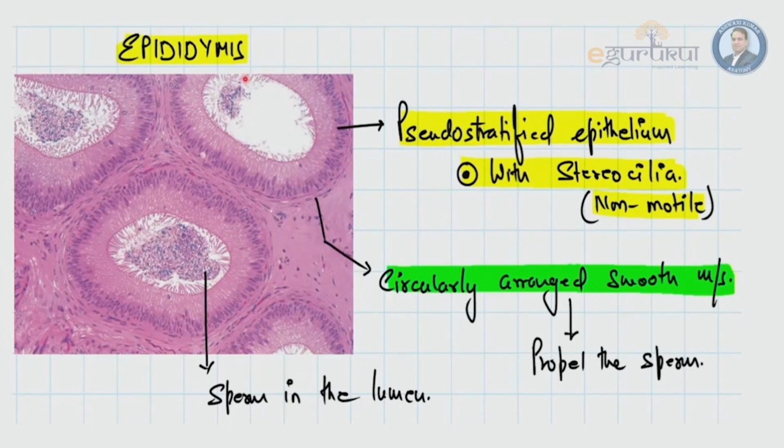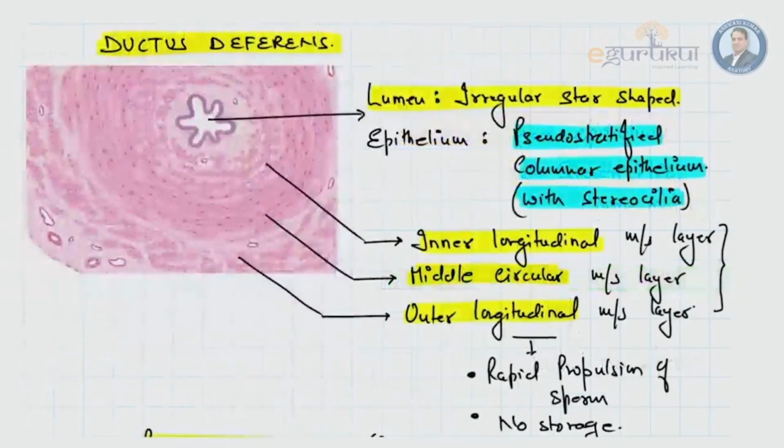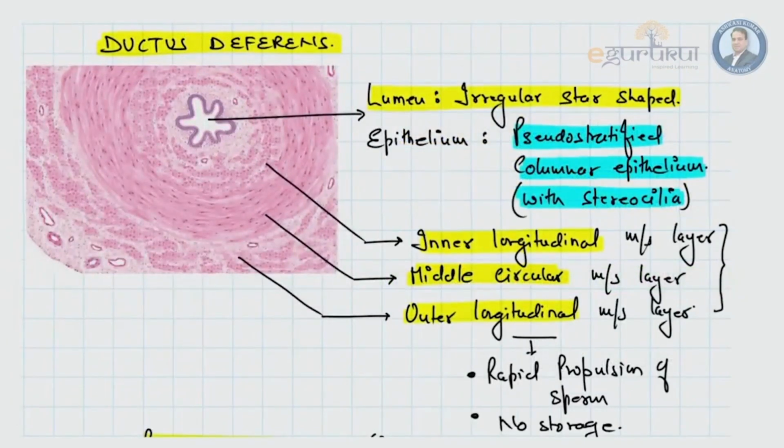Followed by the epididymis, the next slide you'll be looking at is a slide of a ductus deferens. The first impression when you look at the slide of a ductus deferens gives you an impression of the slide of the ureter also. It looks like an irregular star-shaped lumen again. It is just like the ureter, we have a star-shaped lumen inside.